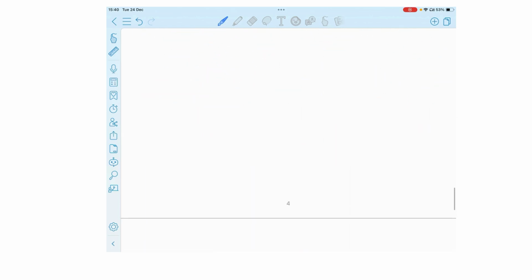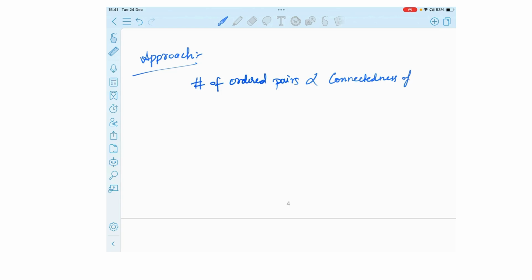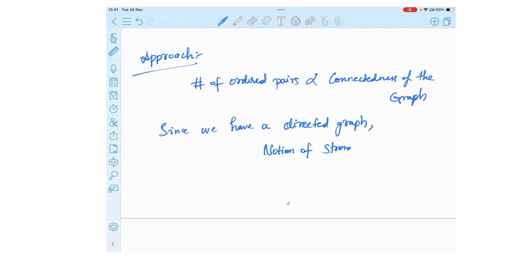Now, what will be the approach? As you can see, the number of ordered pairs will be directly proportional to the connectedness of the graph. So the more connected the graph is, the more ordered pairs we will get. And since we have a directed graph, we bring in the notion of strongly connected components.